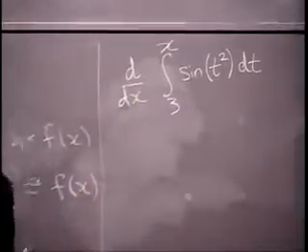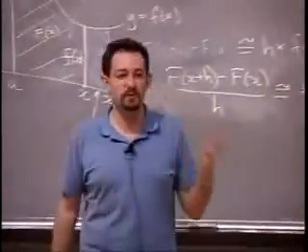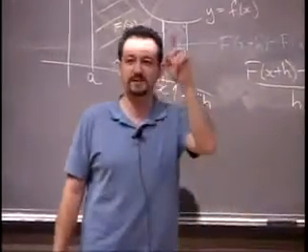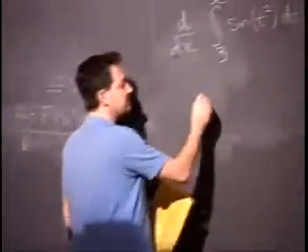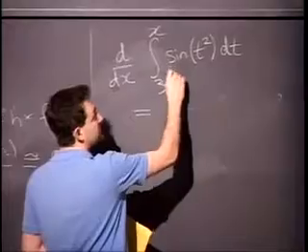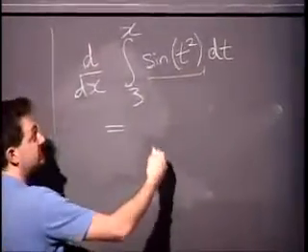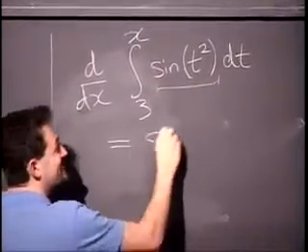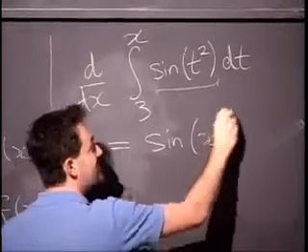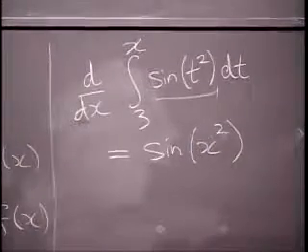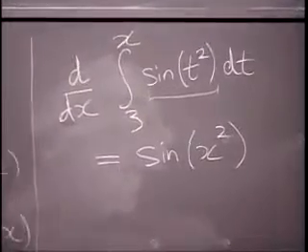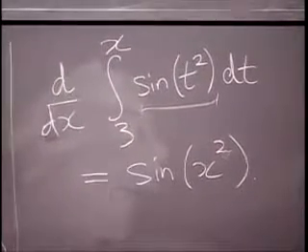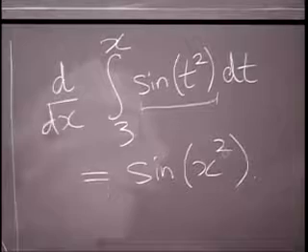And it turns out that they undo each other. That's the whole point of this fundamental theorem. If you integrate and then differentiate, you get the original function back. In fact, you don't really have to do much work at all. You just have to take the integrand here, sine t squared, and change the t to an x. And that is the answer, sine of x squared. It looks like magic. But if you differentiate the integral, you get the original function back. Be careful of the variable.